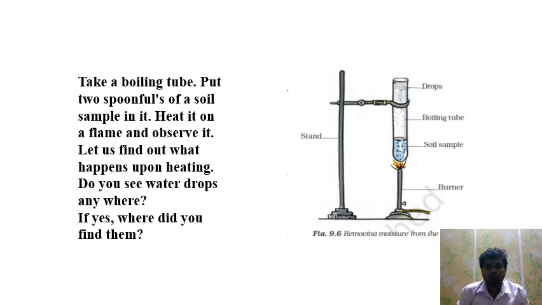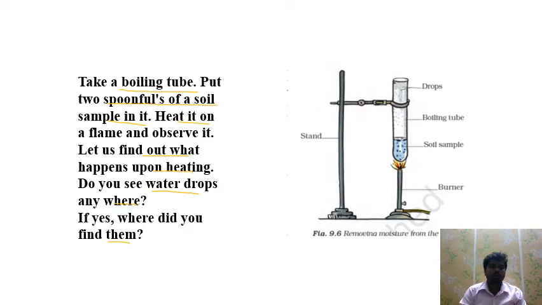Now students, we are going to do one activity. Okay, so what we are doing right here, we have to take a boiling tube first of all, and put 2 spoonfuls of soil sample in it. Heat it on the flame and observe it. Let us find out what happens after heating. Do you see water vapors anywhere? If yes, where did you find them?